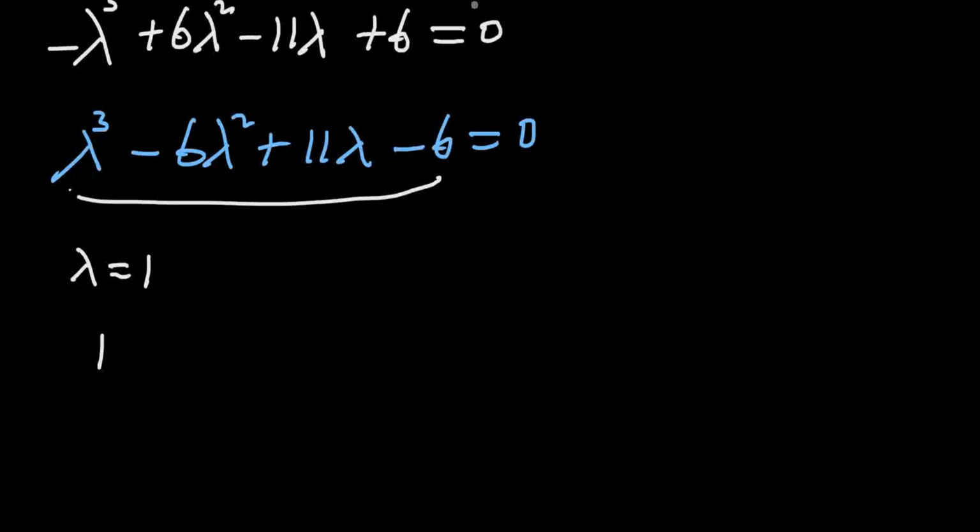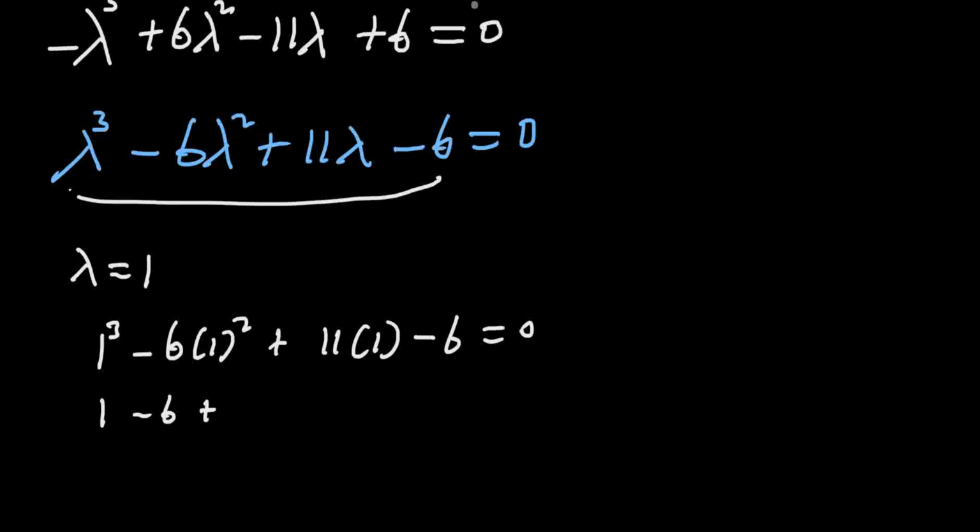So this will become 1 cubed minus 6 times 1 squared plus 11 times 1 minus 6. Will this give us 0? 1 cubed is 1, negative 6 times 1 is negative 6, plus 11 times 1 is 11, minus 6. So 1 minus 6 is negative 5. Negative 5 plus 11 is positive 6. Positive 6 minus 6 is 0. So you can see that we now have 0 on the left side, and that equals 0. So it means that lambda equals 1 is valid.